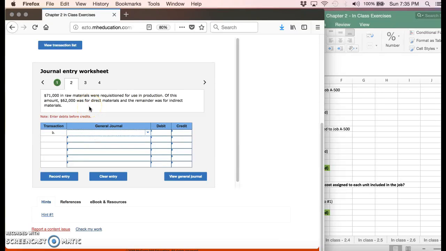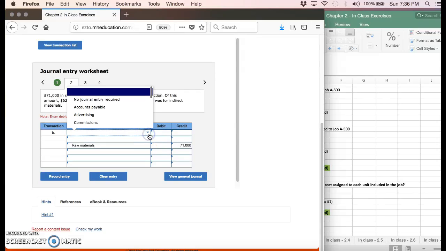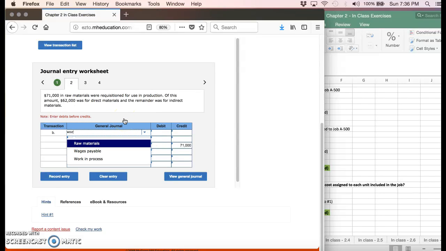So whenever we see the word requisition, it means it's going to come out of raw materials. So we know that raw materials is going to be a credit because it's leaving. So then we're going to have to figure out what to debit. So it says 62,000 was for direct materials. So we know that that's going to go to work in process. And the remainder was for indirect materials. So we are going to put that to manufacturing overhead.